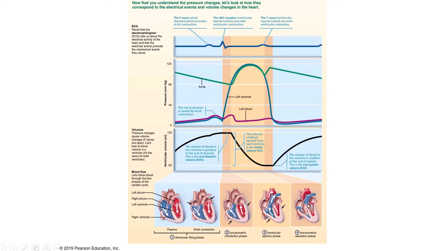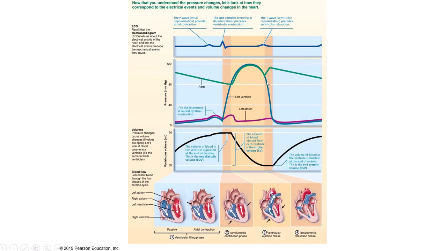This begins the isovolumetric relaxation phase. The AV valves are still shut from when they closed back here. The semilunar valves just shut at this point here, and so we're in another isovolumetric phase where the blood is neither moving into or out of the ventricles.